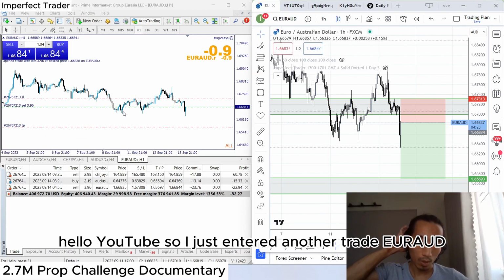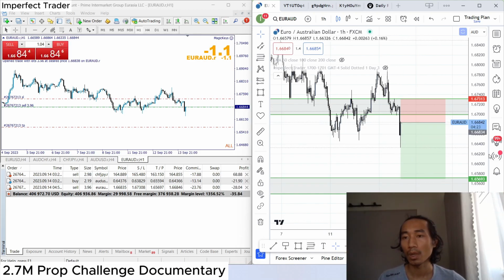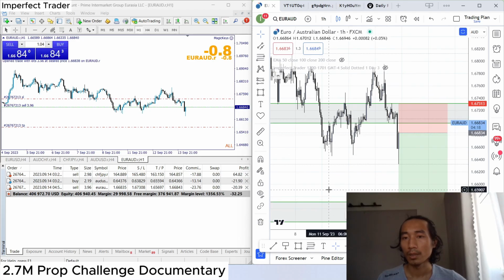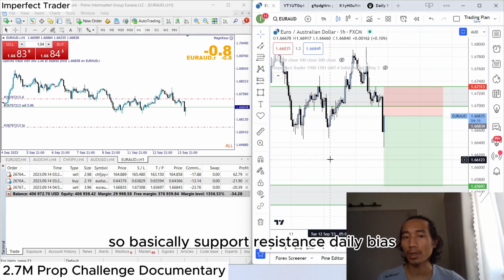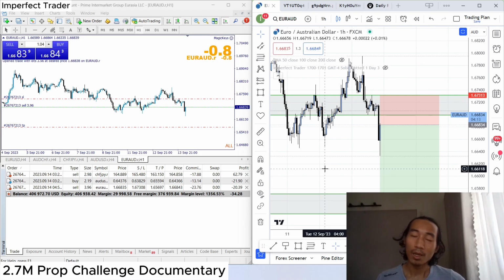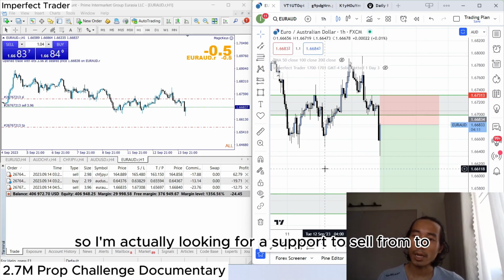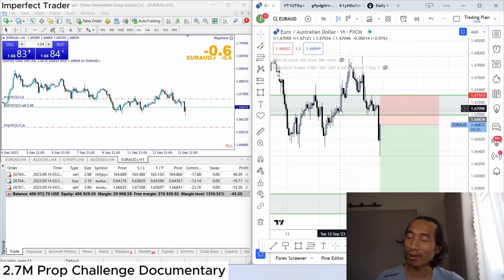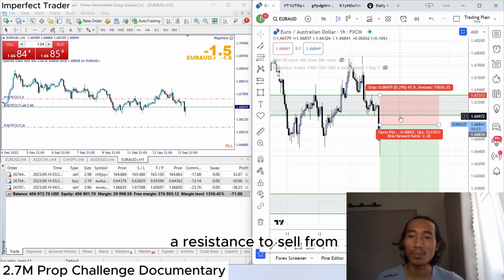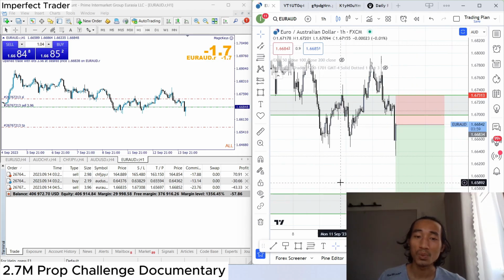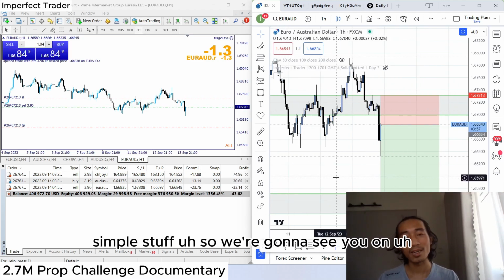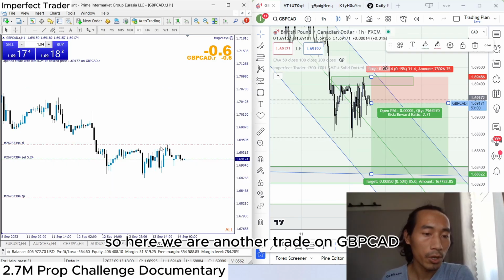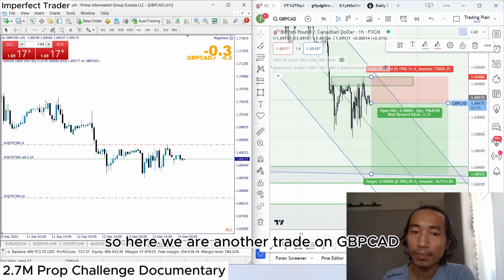Hello YouTube. So I should enter another trade on Euro AUD. You can see right here. So basically support, resistance, daily buyers. So daily buyers is bearish. So I'm actually looking for a support to sell from, to a resistance to sell from, and target the next support. Simple stuff, huh? So here we are, another trade on Pound Canadian.